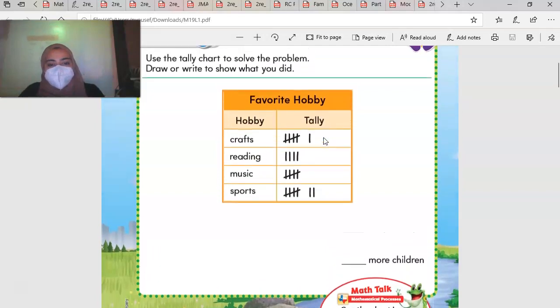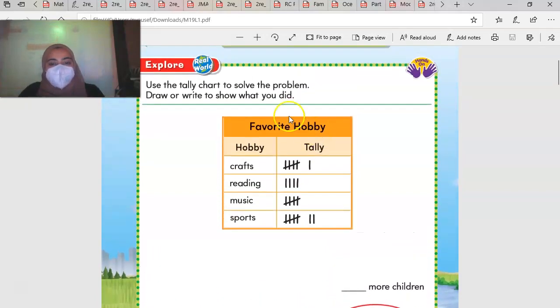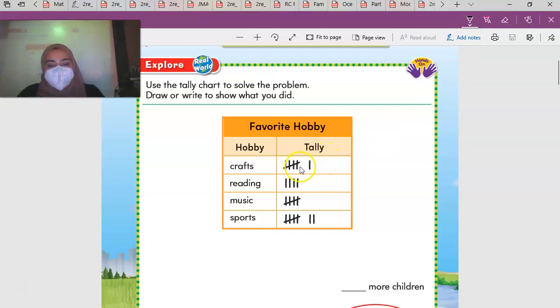So first let's read this tally chart. If I look at this tally chart, they are measuring people's favorite hobbies, the most favorite. How many people chose crafts? 6, because this is 5. 1, 2, 3, 4, and that's 5, and this is 6. So we're just going to go ahead and write what each one is so we can easily read it, and then we'll go back and answer the question.